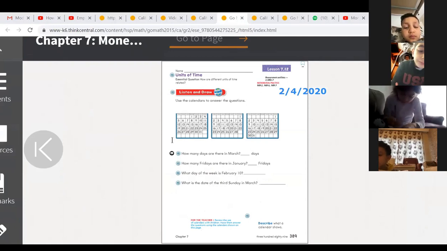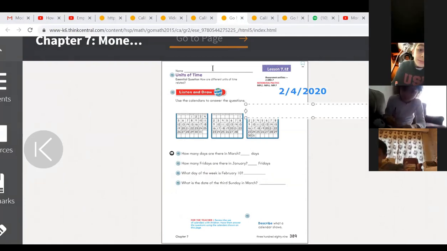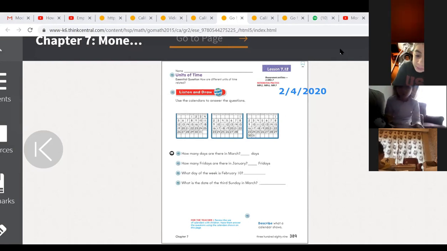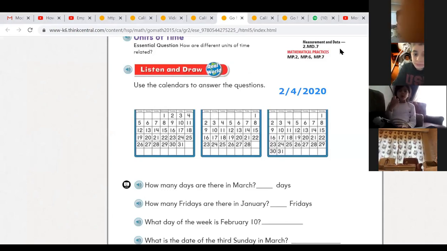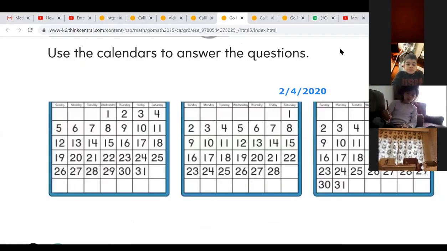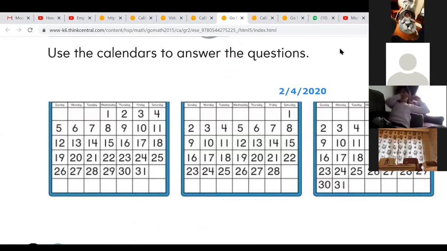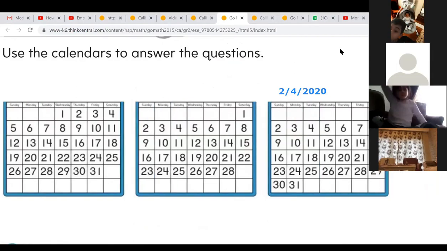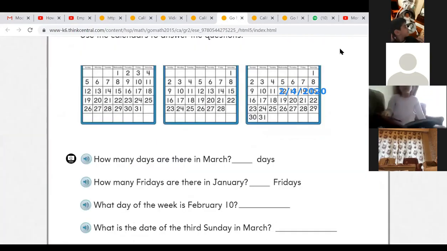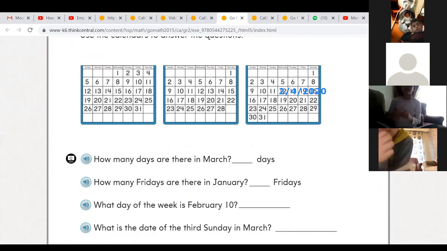Here we have a calendar. We need to use it to answer the questions. We learn how to use the calendar. And it shows January, February, and March. Okay? So the first question is, how many days are there in March? How many days are there in March? Who can answer this? Maqdam, can you answer it? Look at March and tell me how many days are there?